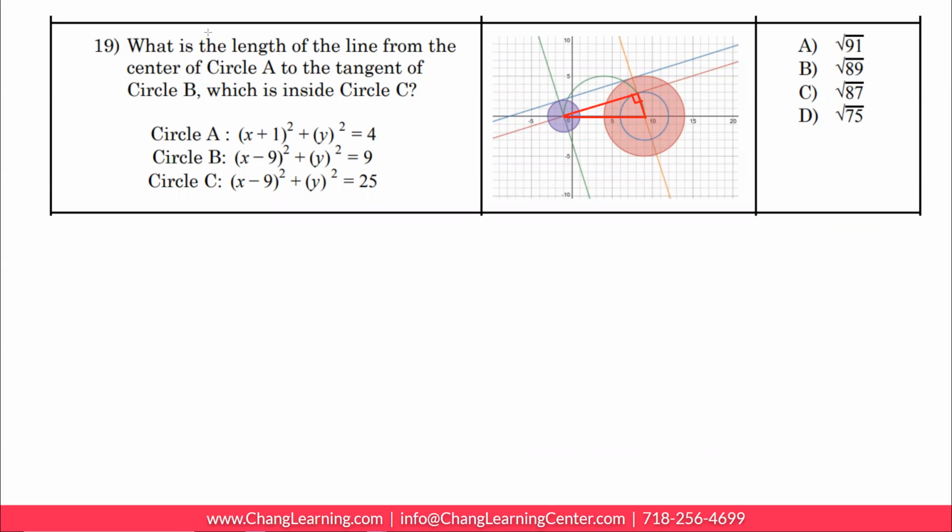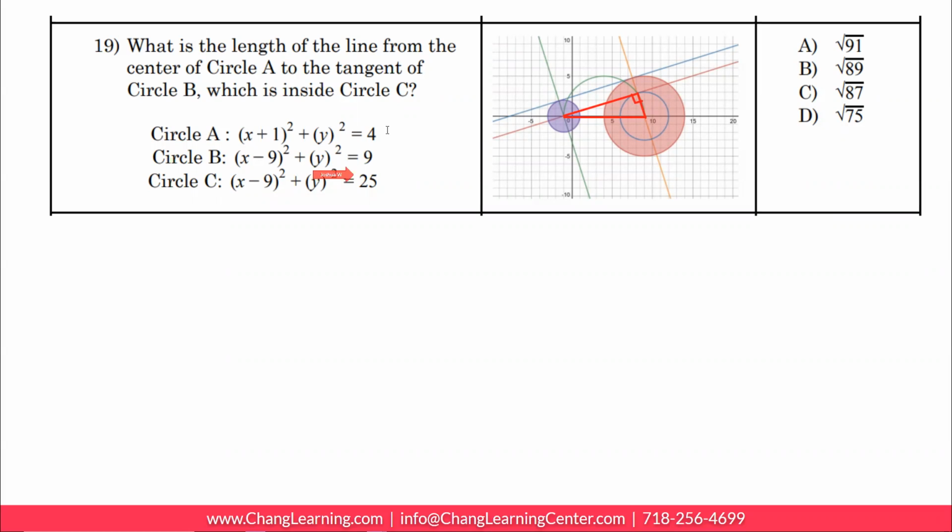So right away, we know that, hold on, if you're building from the circle equation, x plus 1 means the center is at negative 1, 0, and the radius is 2, because this is the square root of 4. For circle B, again, this is graphing circles, x minus 9 means the center is at 9, 0, with a radius of 3. Finally, for circle C, the center is at 9, 0, and the radius is 5.